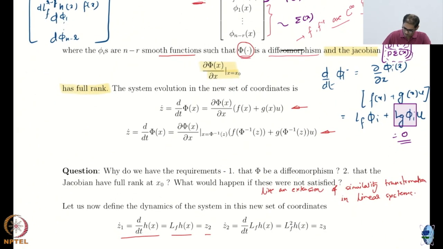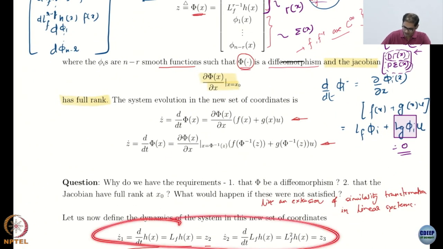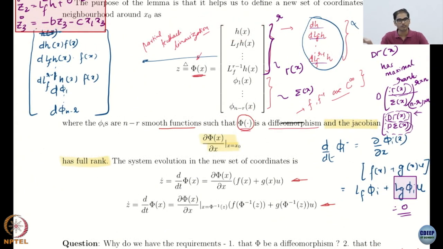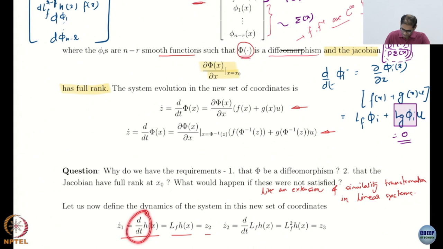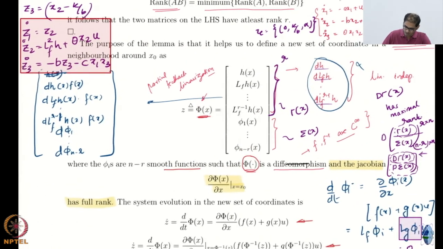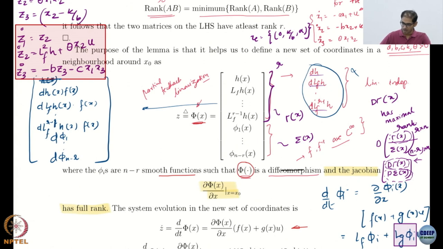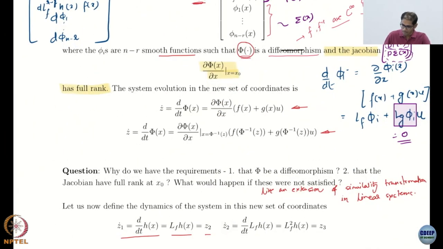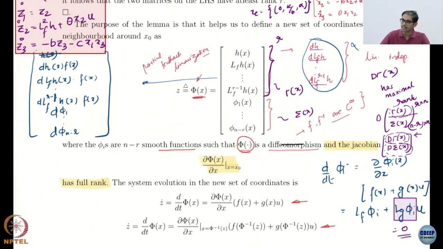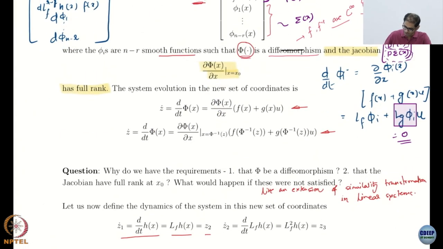This is not very useful to us. Just look at this part. Okay. Z1 is basically the actual output of the system. So Z1 dot is actually LFH, because LGH is 0, that's how we have been doing, right? And that's equal to Z2 itself, because Z2 is LFH. Now if you take the derivative again of Z2, it is d/dt LFH, but that's going to be LF squared H, because again LG LFH is 0, right? This is again how we have got the relative degree, by the relative degree assumption, right? So therefore you have Z2 dot is LF squared H, which is Z3, okay?